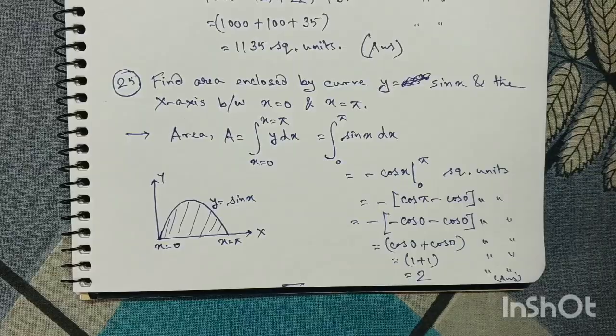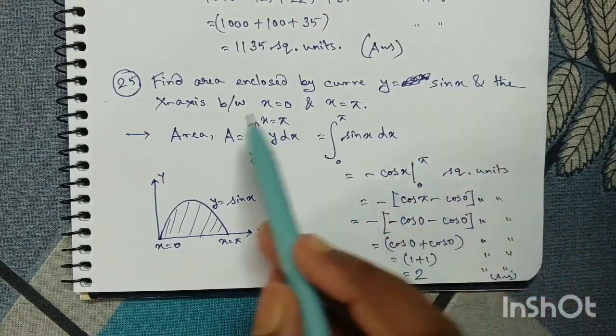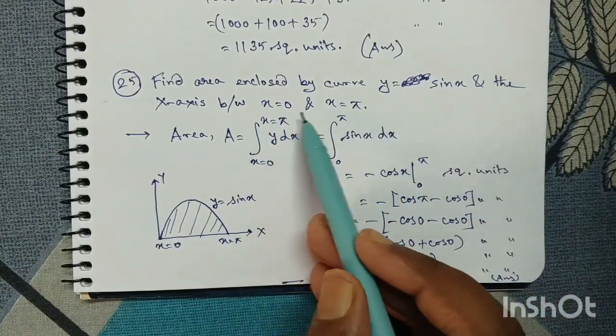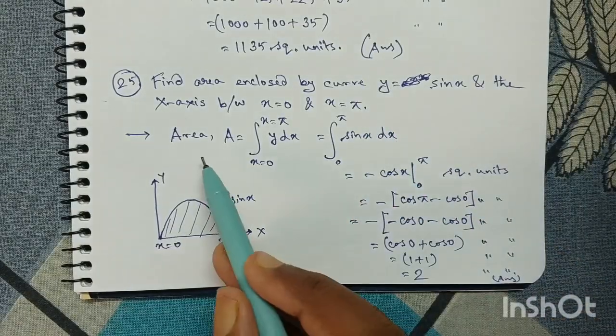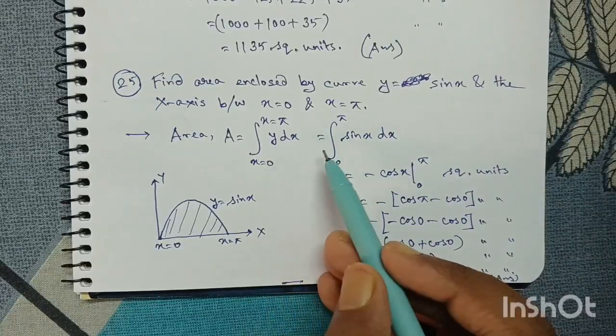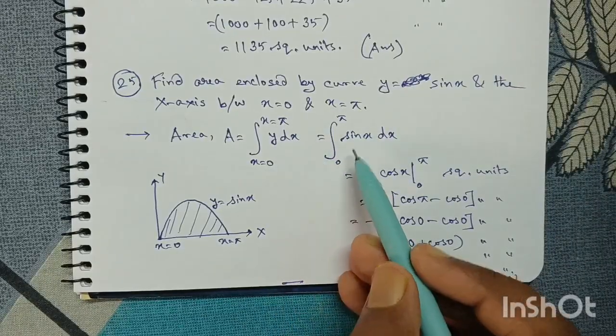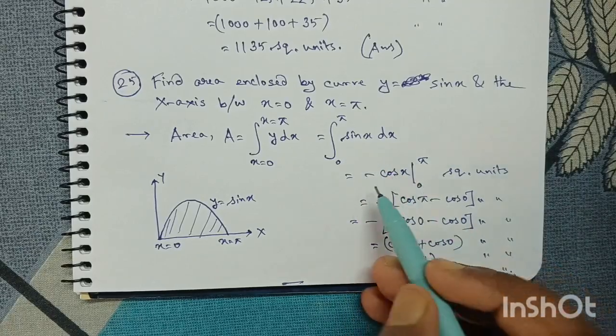Now students, this is the last problem we are going to solve for today. Find the area enclosed by the curve y is equal to sin x and the x-axis between x is equal to 0 and x is equal to pi. So it is like the previous one. Area A is equal to integration from x is equal to 0 to pi of y dx. Now y is equal to sin x. So putting it, we get integration 0 to pi sin x dx.